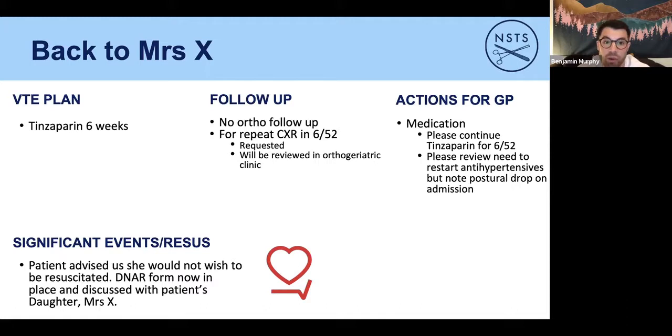And then her follow-up: routine hip hemiarthroplasties don't get any follow-up at all. But because of her chest infection, she'd need a repeat chest X-ray in 6 weeks. And that's usually, orthopedics has shared care. So any elderly patients are usually cared for jointly by an orthopedic surgeon and an orthogeriatrician medical consultant. And it's usually the medical consultants that would follow up on any medical issues that have happened during admission. And then the actions for GP section and the significant events bit.